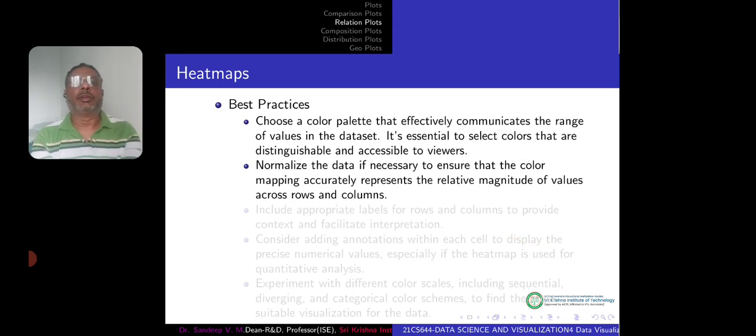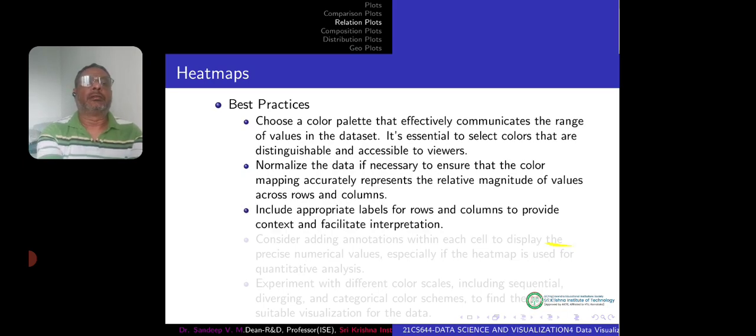It is always better to normalize the data to ensure that the color mapping accurately represents the relative magnitudes across the rows and columns, not the absolute magnitudes. So don't just put absolute magnitude here. Make sure to use the relative magnitudes and work with them.